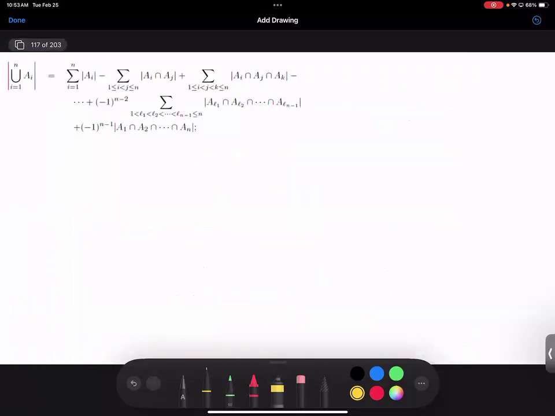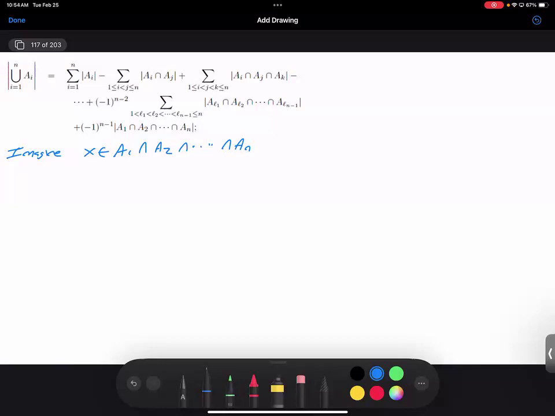And so when I look at this, we can prove this by doing some counting. So let's imagine I have some element x in A1 intersect A2 intersect up to An. Imagine it's in all of them. I'm going to show that it's counted exactly once on both sides. You could then play the game: what if it's in n-1 of them? What if it's in n-2 of them? What if it's in n-3 of them?